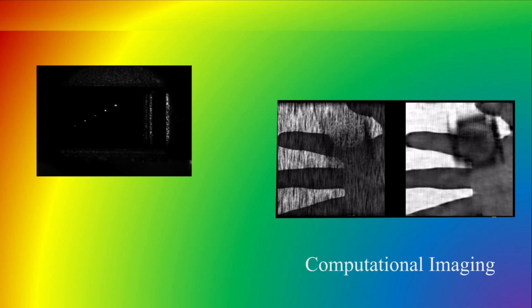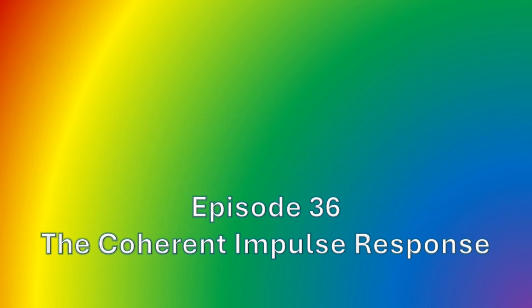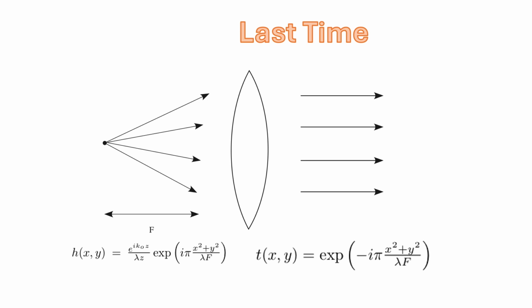Computational Imaging, Episode 36, the coherent impulse response. Episode 35 discussed the transmittance function of lenses. And we showed that a lens is described by a transmittance function which is quadratic in the transverse coordinates with a parameter f corresponding to the focal length. So a point source here at the front focal plane is collimated into a plane wave after encountering the lens.